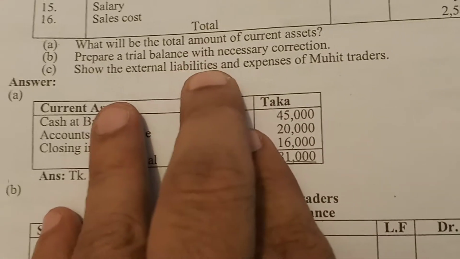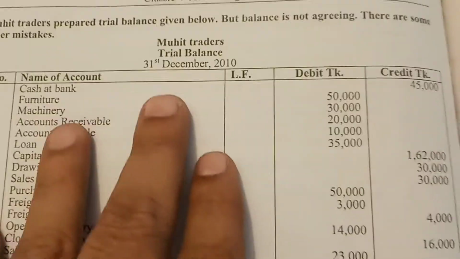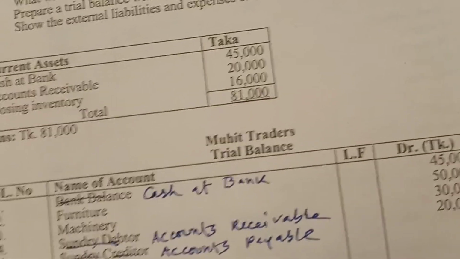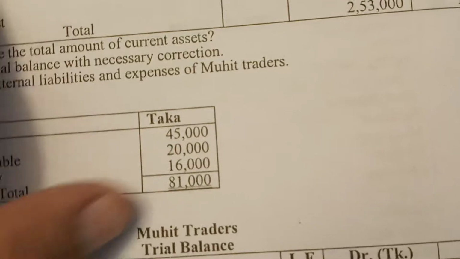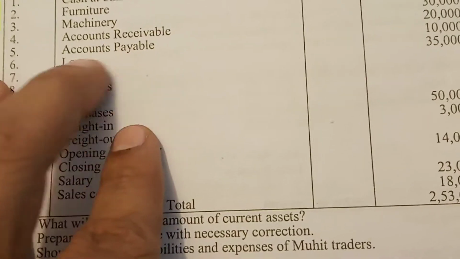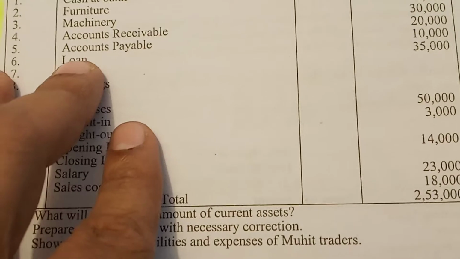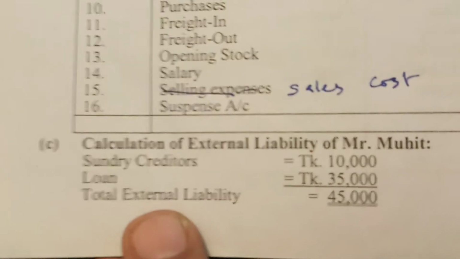And the last one in here, show the external liabilities and expenses of the following trial balance. That's Mohit Traders, we can see the name. So external liabilities, what is the external liability? What is outside? External liabilities is your accounts payable. So this is your external liability account. Another one is the loan, because the loan you collect from the outside. That's why it is external liabilities. And I don't think anything else in here, so we just need to put these two accounts in it.